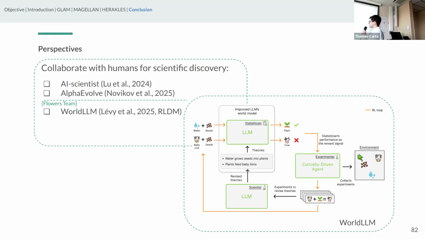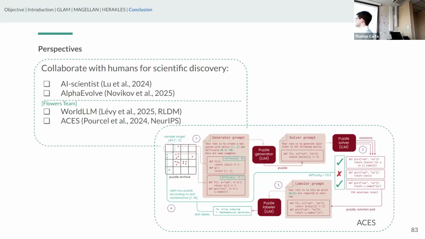So there are already several steps that have been done in this direction with the AI Scientist and AlphaEvolve, which use LLMs to generate hypotheses about the environment, try to test them, and automatically do some research. But in the team, we also tackled this problem with, for instance, Word LLM, a work that I did in collaboration with Clément Romac and Guillaume Lévy, in which an LLM is used to generate some rules about the world and also to build some intrinsic motivation to discover, to experiment and search more, to get more knowledge about the environment. Another work is done by Julien Pourcel here.